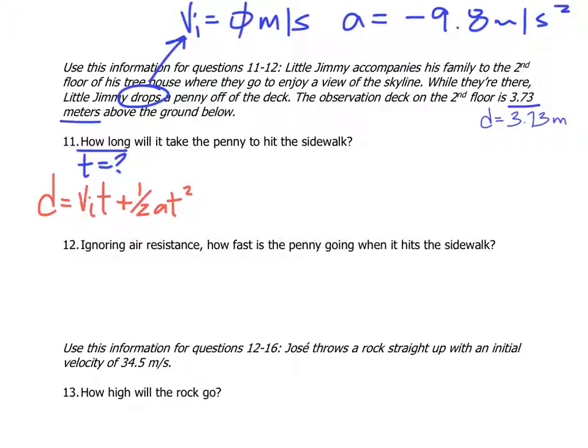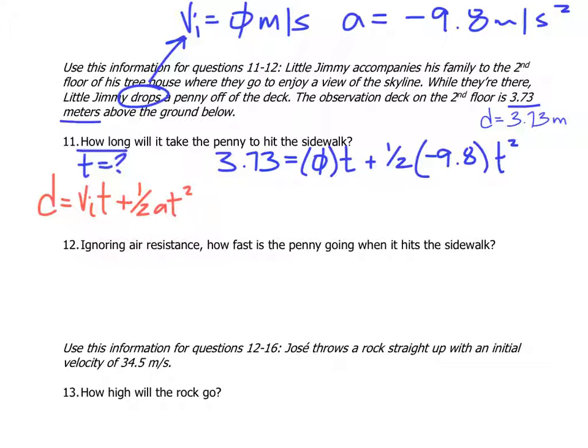Okay? So I've identified my equation. Now all I have to do is substitute. So for D, I'm going to write 3.73 equals my initial velocity, which is 0. My time is unknown, so I'm going to write it as T, plus 1/2. The acceleration of gravity is negative 9.8 times T again, squared, which is unknown.